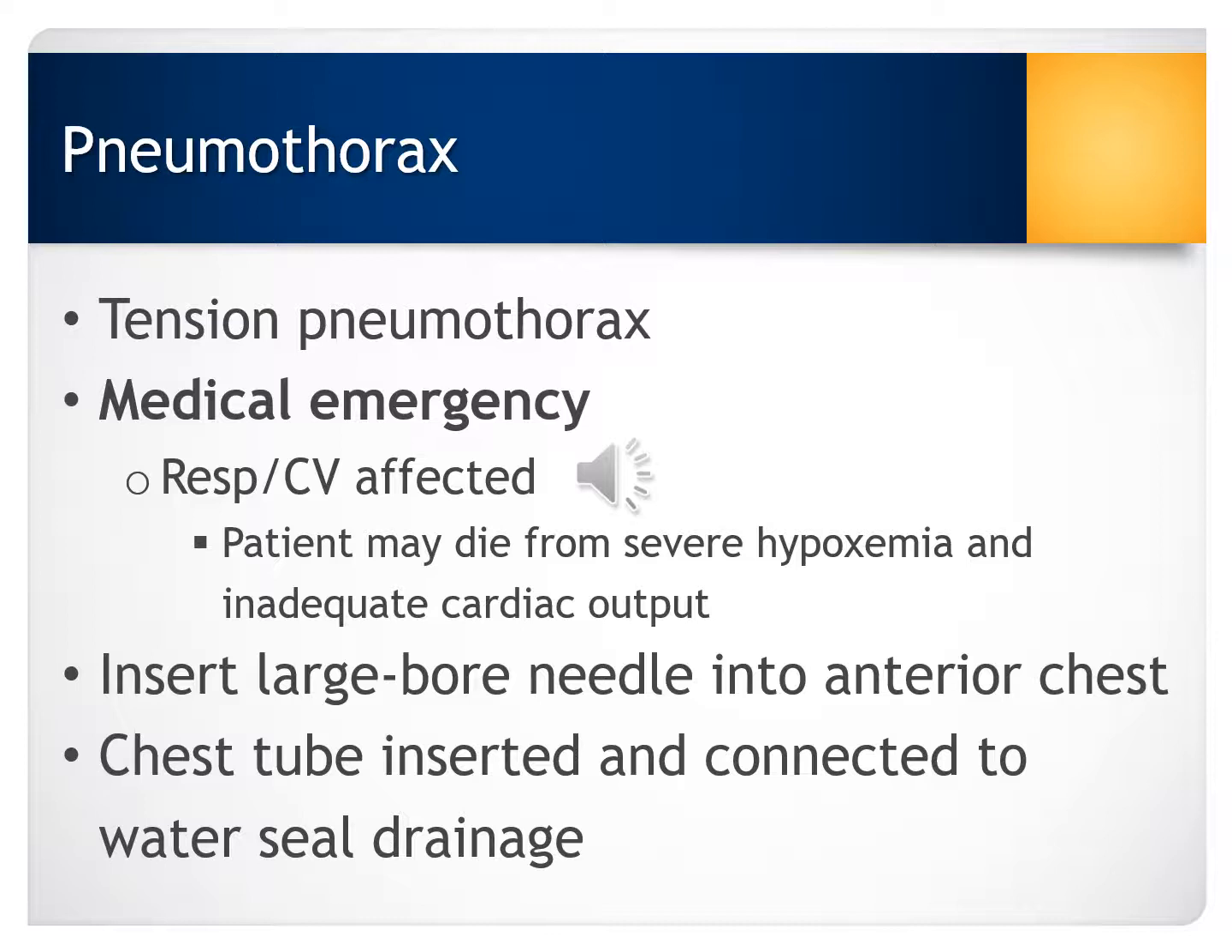A tension pneumothorax is a medical emergency and typically affects both the respiratory and the cardiovascular system. If the pneumothorax is not relieved, it is likely that the patient will die from severe hypoxemia and inadequate cardiac output. In a situation with a tension pneumothorax, a physician or someone trained would insert a large bore needle into the anterior chest. A chest tube would then be inserted and connected to water-sealed drainage.